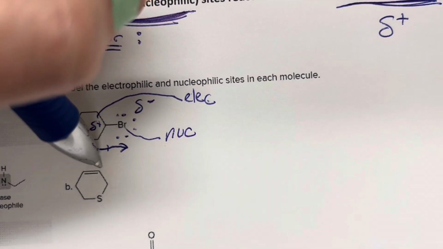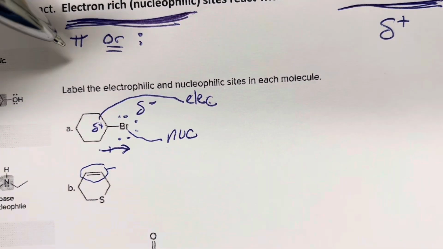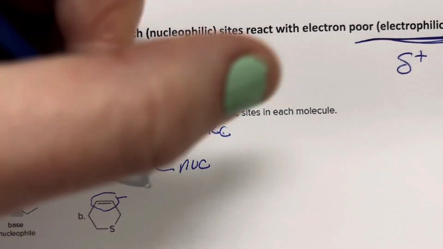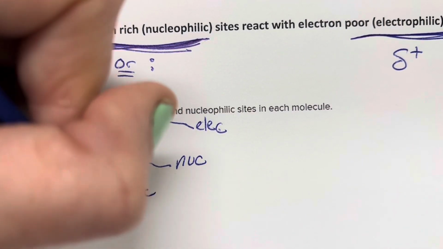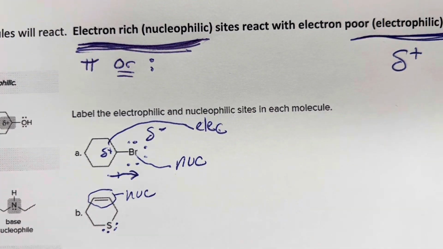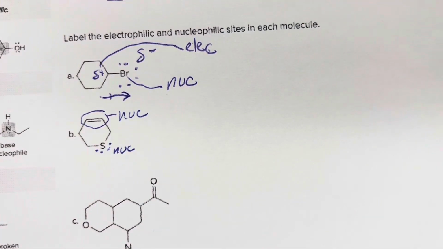Okay, I see this pi bond right here. Because it's a pi bond, it's going to be nucleophilic. Also this sulfur, we should recognize it has 2 double bonds on it. That also makes it nucleophilic.